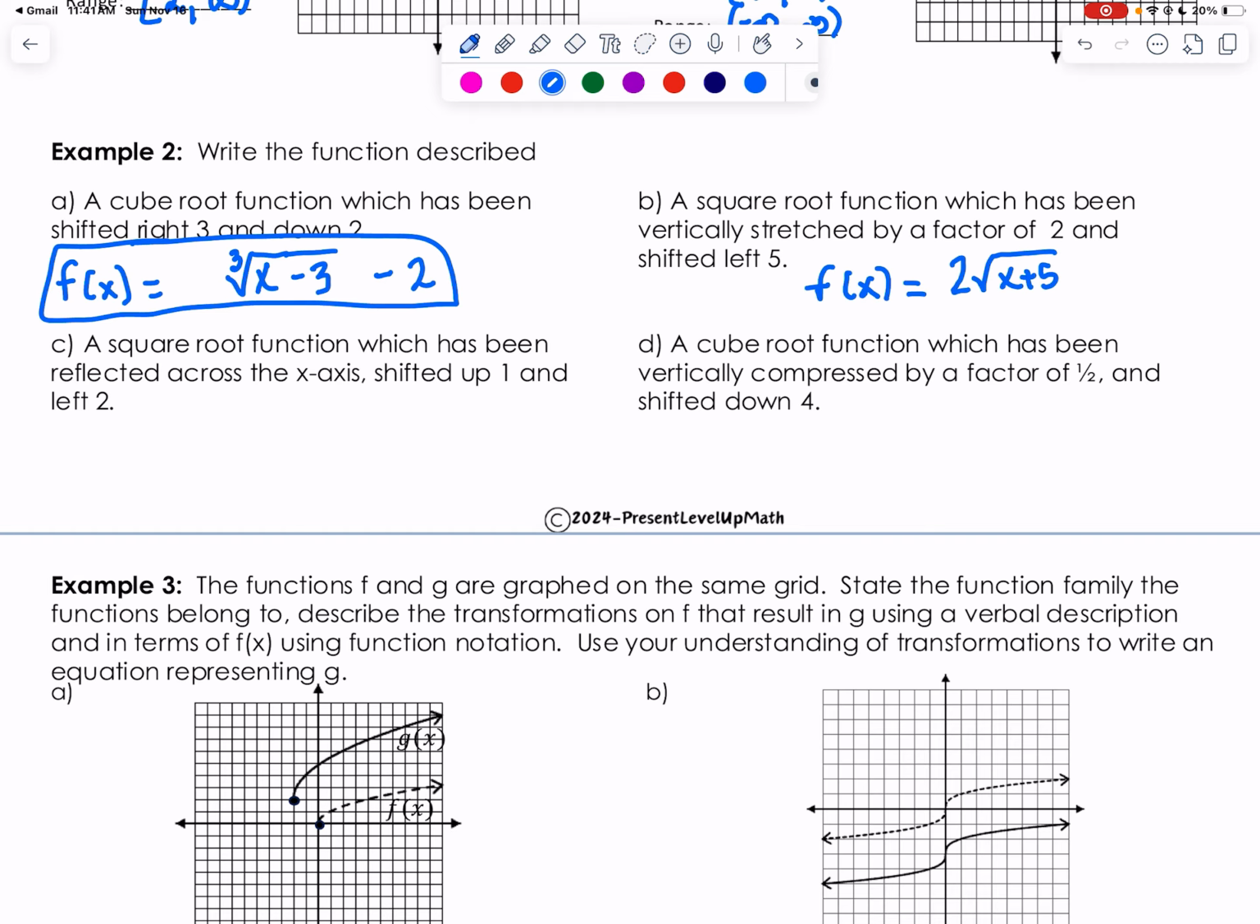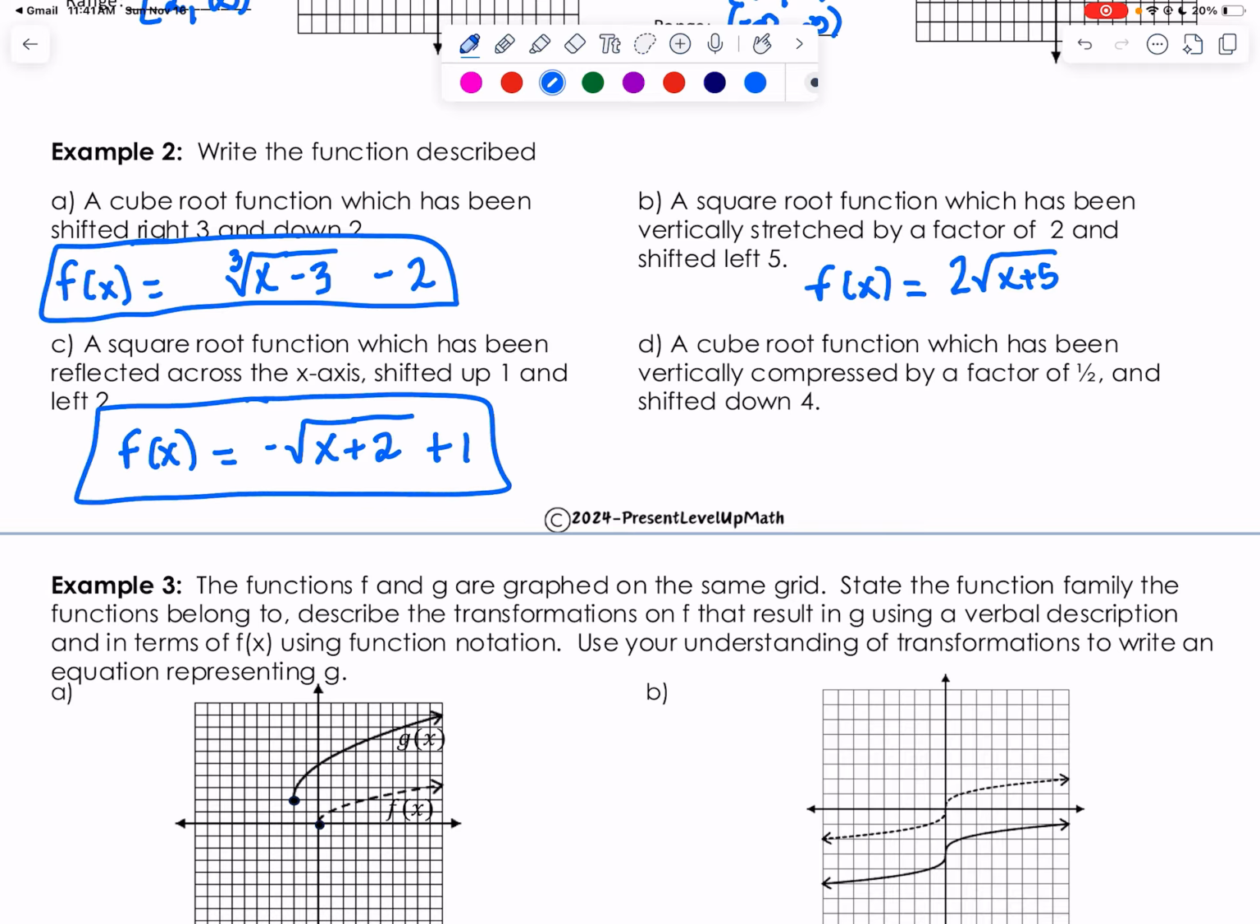All right, welcome back. Let's see how you did on problem C. We have a square root function. It's been reflected across the x-axis, so we need a negative here. Shifted up 1 and left 2. So for left 2, we need a plus 2 under our square root, and shifted up 1, we need a plus 1. So check your answer with mine. Fix anything that you got wrong.